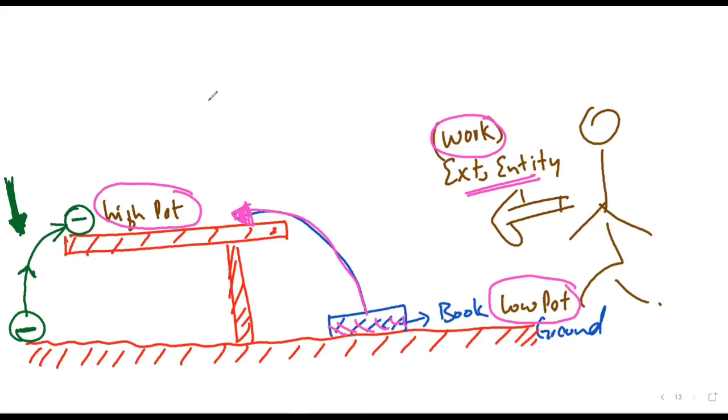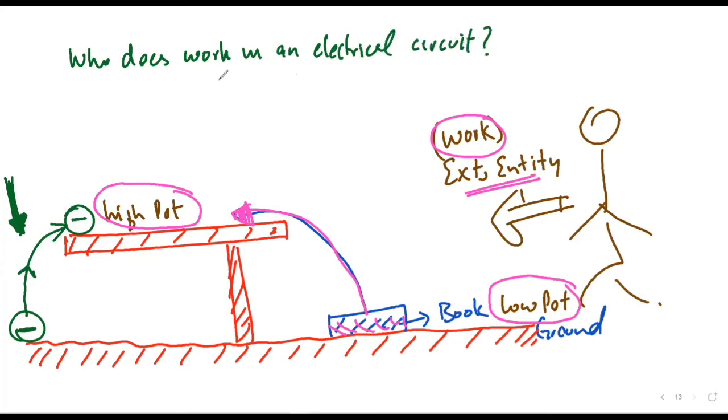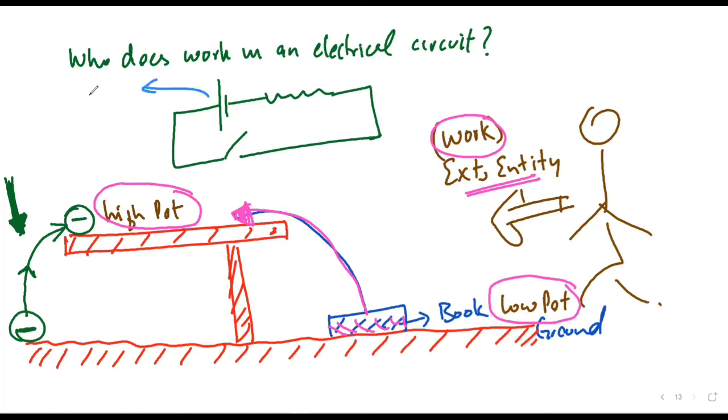See, the charge has to be moved from lower potential to higher potential in an electrical circuit. Who does work in an electrical circuit? Can you identify? So the battery. The battery. Any doubt? Alright. So basically, the cell or the battery.